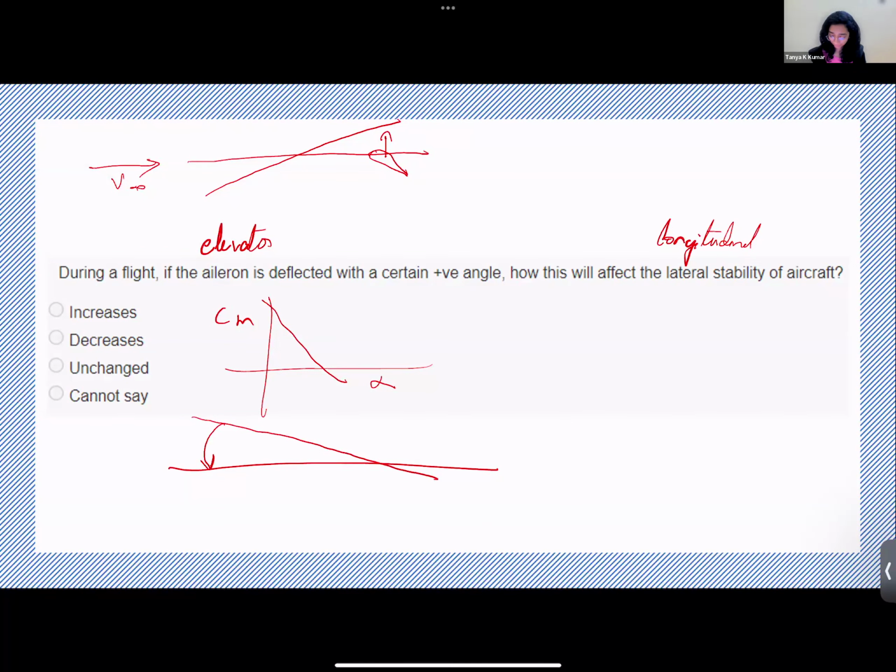Horizontal tail, exactly. So there is a tail here which produces the restoring moment. So tail contributes towards this restoring moment, right? Now think about it. What does the elevator do? If I place my tail further away from CG, my CM alpha slope changes, right?